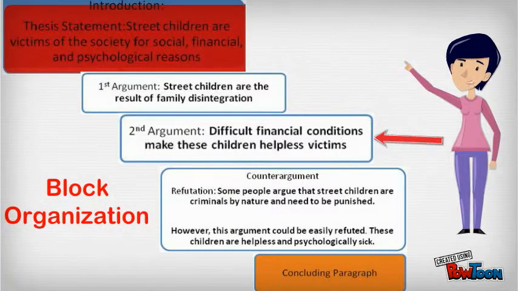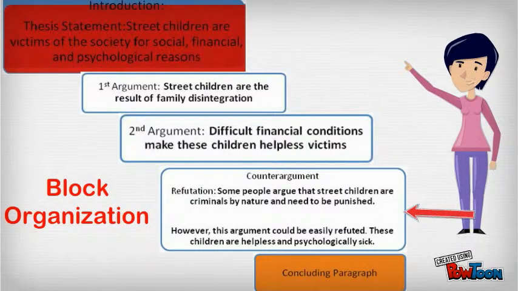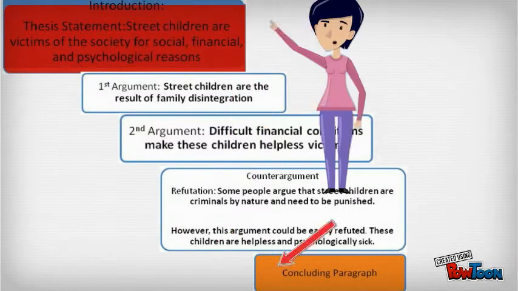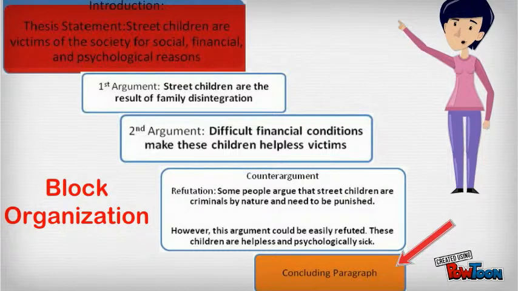Now in the third body paragraph, you have the counter-argument, which is here: some people argue that street children are criminals by nature and need to be punished. And then it's followed by the refutation. However, this argument could be easily refuted. These children are helpless and psychologically sick. Finally, you have the concluding paragraph where you should restate the thesis statement and summarize your main arguments.